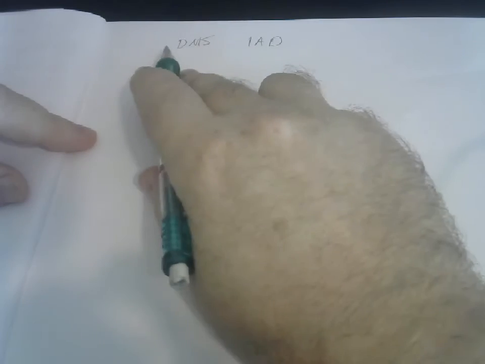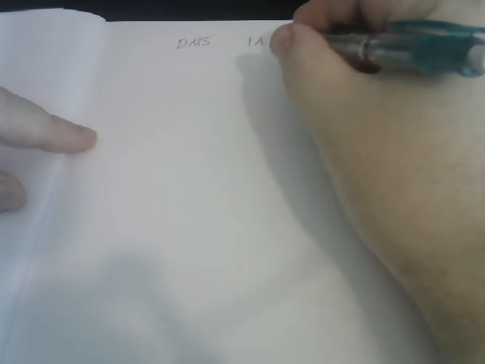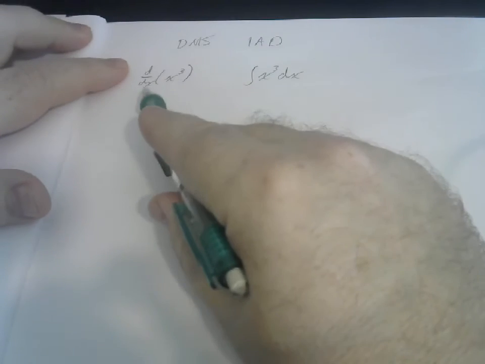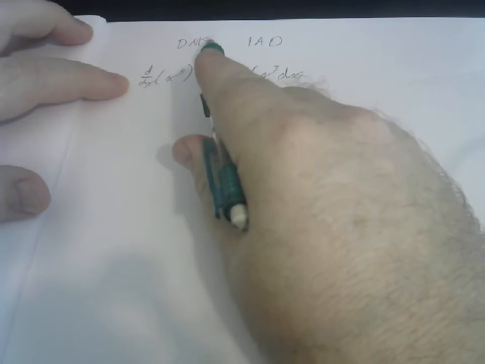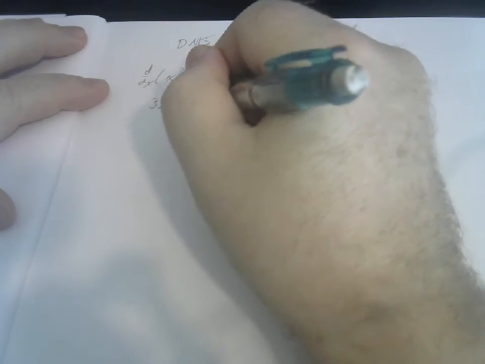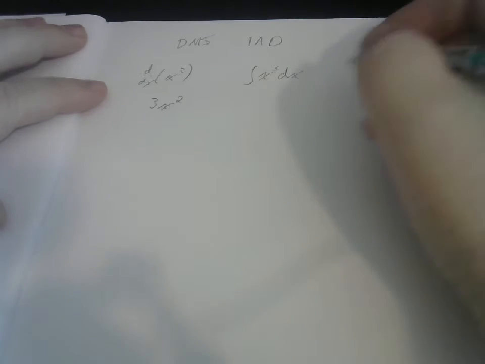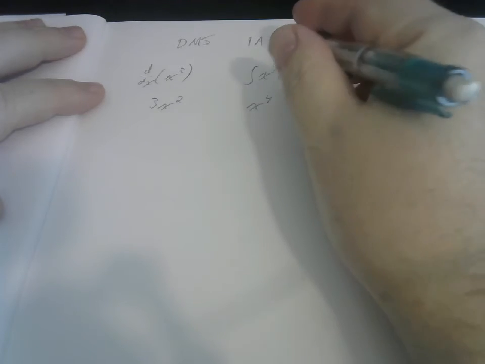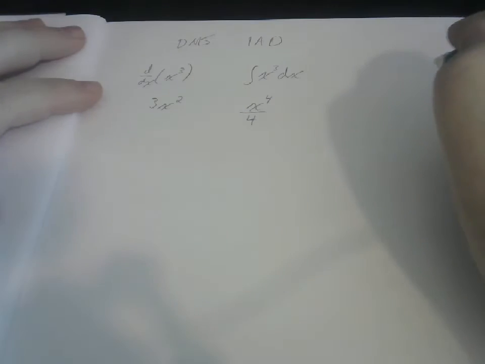Now I have a mnemonic that goes DMS and IAD. And what they stand for is derivative, multiply, and subtract. And integrate, add, divide. So setting up a derivative and an integral, the derivative of this: derivative, multiply and subtract. So take the 3, multiply, and subtract. 3 minus 1 is 2. On the other hand, the integral of x cubed: add, so I'll have x to the 4th, and divide over 4.